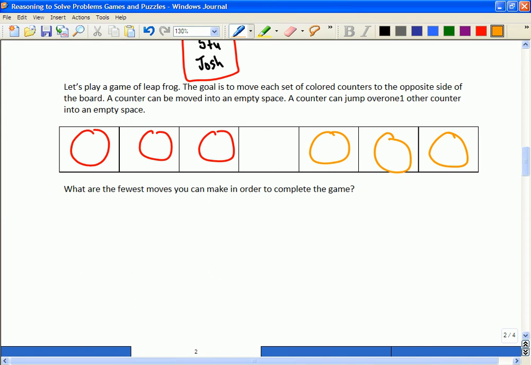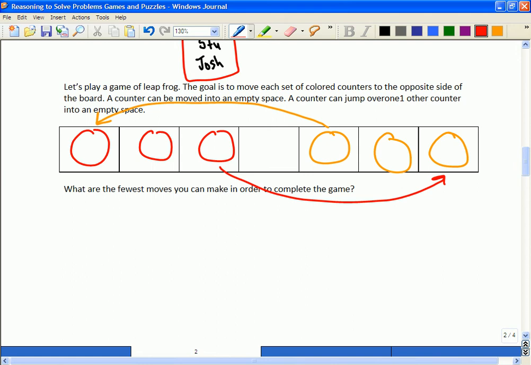So here's how you set the board up to begin with, and you're going to play it once. One person goes at a time, and your job is to move all of these to the other side, and all of these to the other side. You can move to an empty square, or you can jump one other tile, but you cannot move in any other way than to jump one tile or move into an empty square.